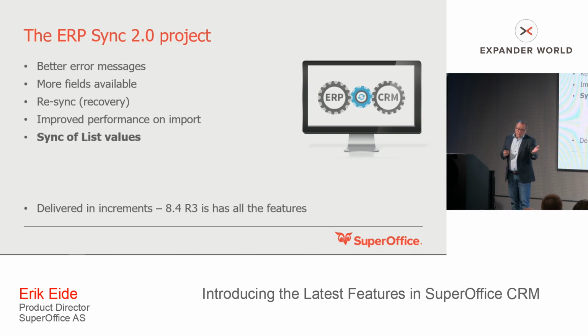And the biggest feature, of course, is what people have always asked for. We want to synchronize list items between ERP and CRM. So an A customer and a B customer in SuperOffice is mapped towards a customer in your ERP system. So that list synchronization is now in place, and you can synchronize any list available on the contact card, person card, and project card.